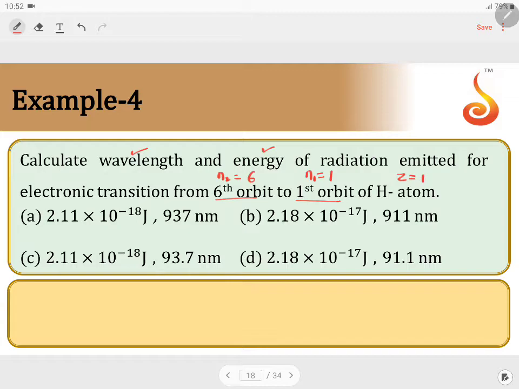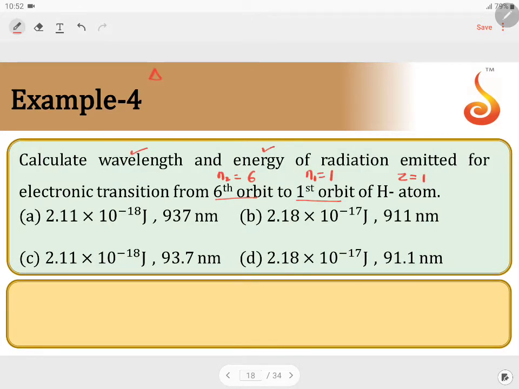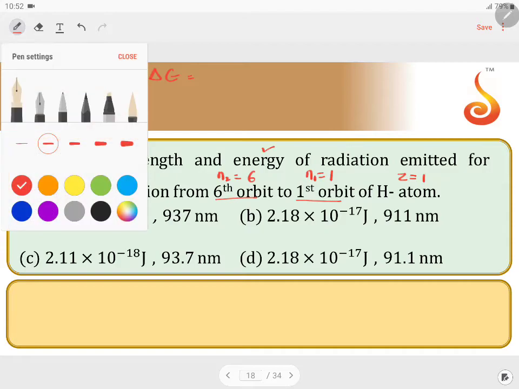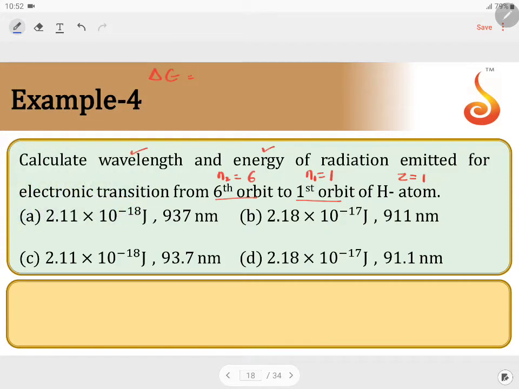So we have the formula from Bohr's atomic model, that is delta E is equal to 2.18 into 10 power minus 18 into Z square by 1 by N1 square minus 1 by N2 square. So this is a value which will be in joules. Okay. Now let us substitute here.